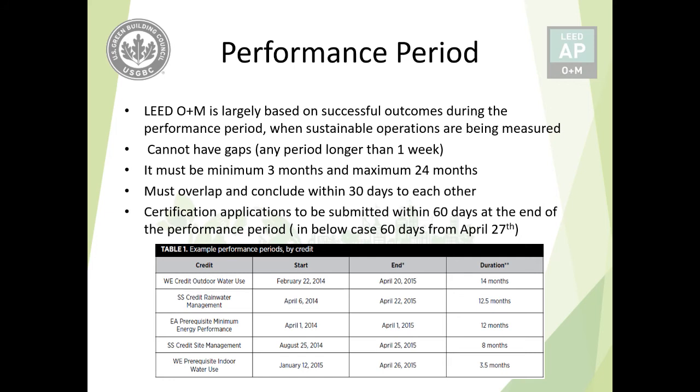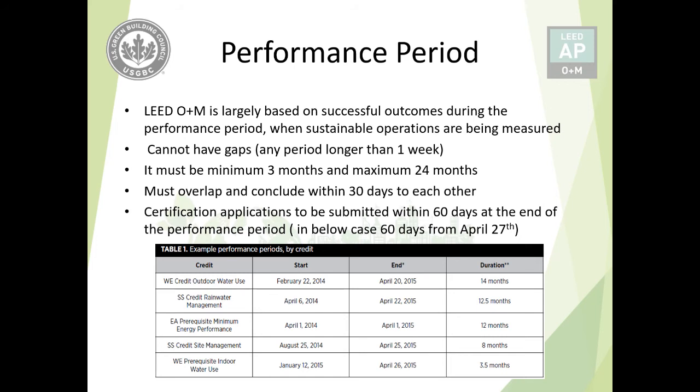If you see here, all of the credits are ending in April 2015. It could be April 1, 2022. As far as it's between April 1 and 30th, this will be acceptable by GBCI. Now, the certification application has to be submitted within 60 days of the end of the performance period. In the below chart, you can see the last date of the performance period is April 26, 2015. So 60 days from April 27th will be acceptable in terms of the certification application.